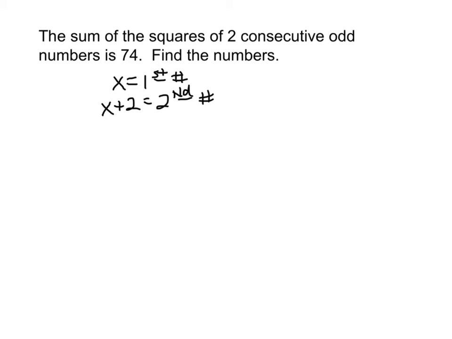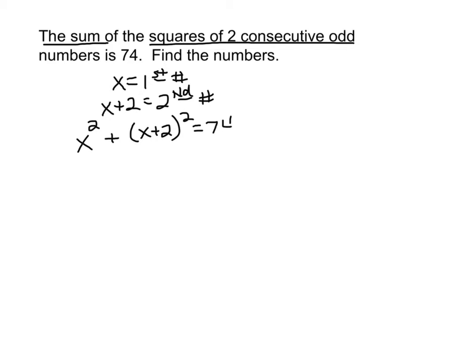Then I want to come up with my equation. It says the sum of the squares of two consecutive odd numbers. So I need the first number squared added to the second number squared, because I want the sum of the squares of those numbers to equal 74. So here's my equation, and then I just need to go through and solve that.